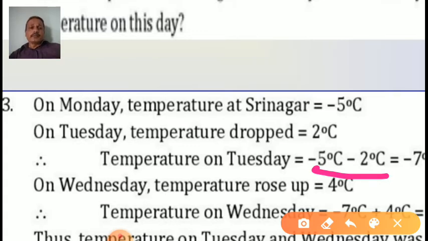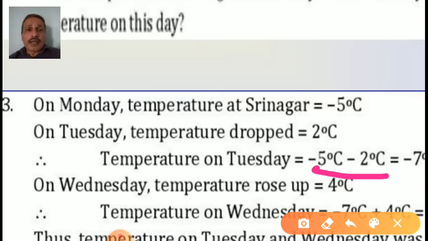On Wednesday, temperature rose up 4 degrees centigrade. So student, be careful here. So many students make a simple silly mistake. What they do, they start from minus 5 degrees, Monday's temperature, and calculate the answer.